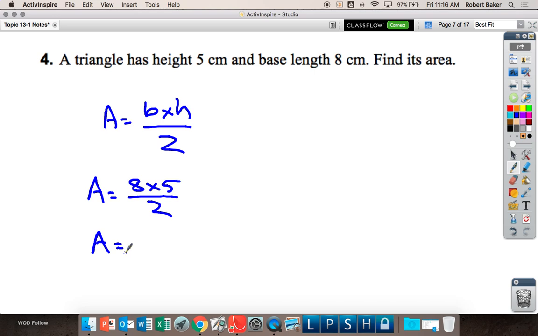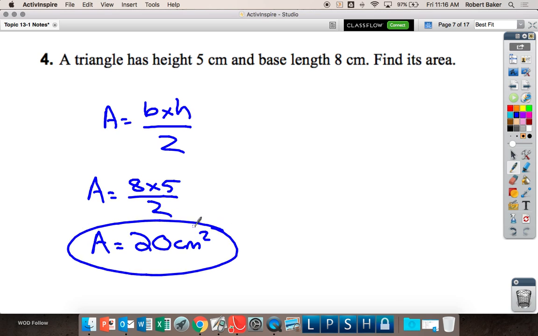20 centimeters squared, because 5 times 8 is 40, and 40 divided by 2 is 20. Because it's an area, it's in square centimeters.